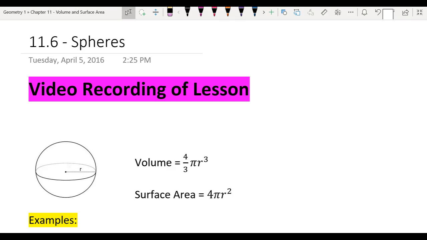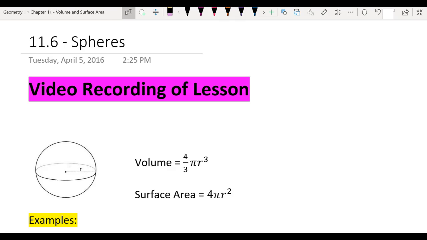11.6 spheres. So the volume of a sphere is 4/3 pi r cubed. Surface area is 4 pi r squared. Both of these will be given to you. You do not have to memorize them. They will be on your formula sheet. Do you have to memorize them? No. You do have to know what the letters mean.